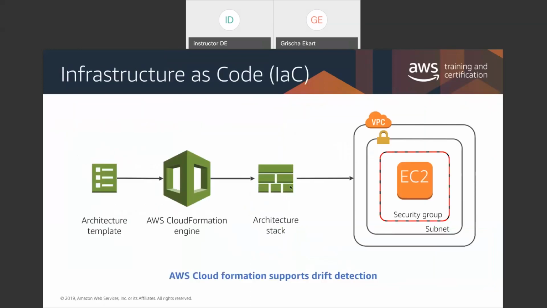Now, once we've got our infrastructure as code built, so that's the architecture template, we can put it to the CloudFormation engine, and it's going to create a stack. A stack is a representation of that template, and it's also going to create the actual resources, and it's going to track them in the architecture stack. And we will have a look into how this works right now so that you can have a better understanding.